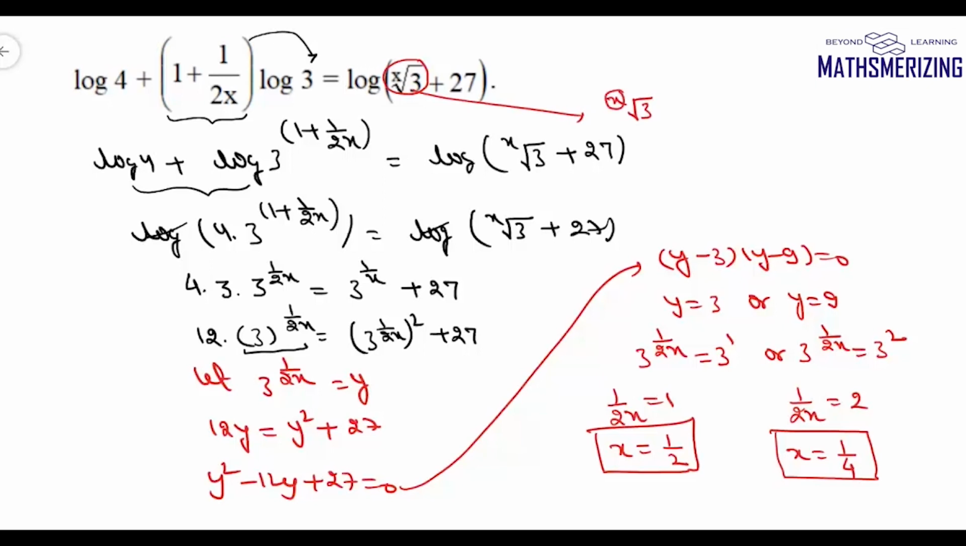So in the question, one of the expressions is x root of 3. So when they have mentioned x root of 3, it simply means this x should be a positive integer. Now in this case, the values of x that I'm getting, they are fractions. So that means there is no solution to this equation.